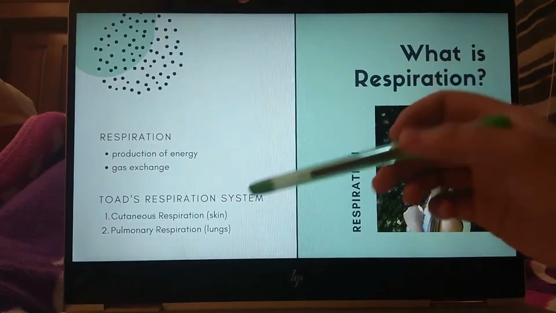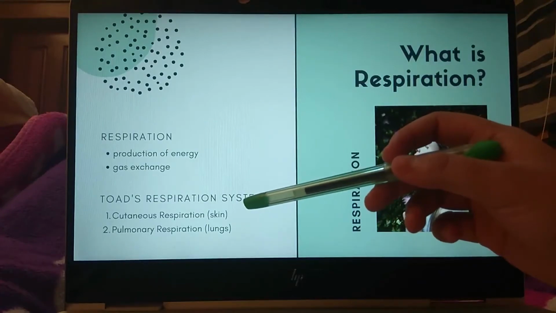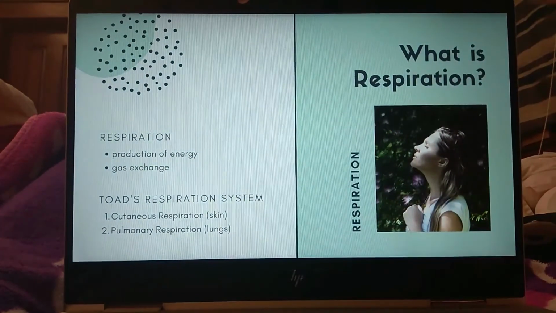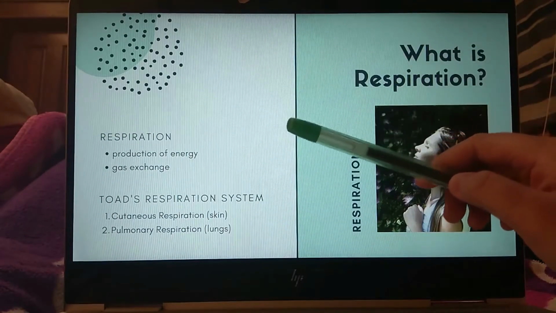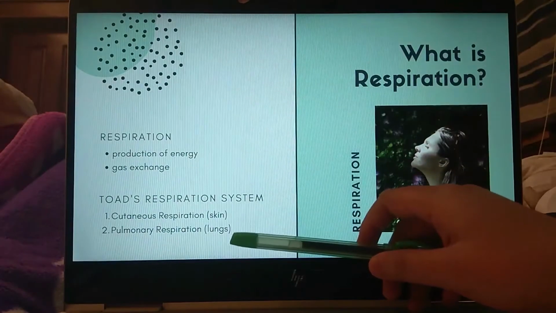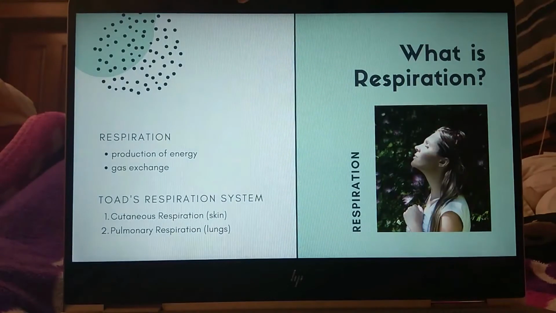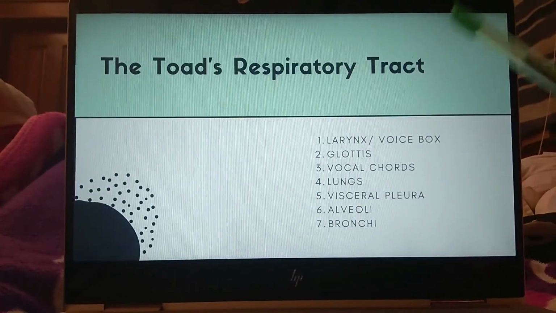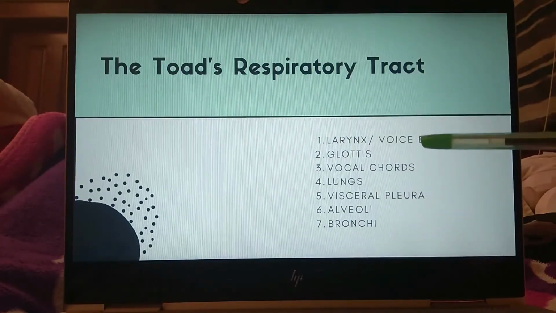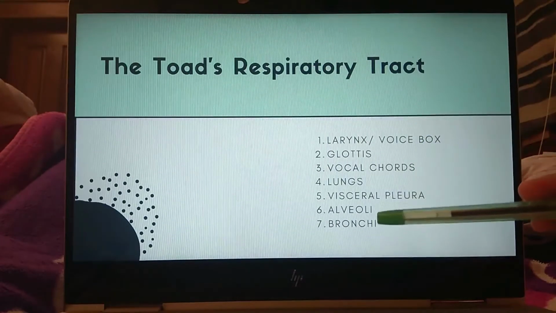In cutaneous respiration, the thin membranous skin of a toad enables the diffusion of gases between its blood vessels and the surroundings. In pulmonary respiration, the exchange of gases in and out makes use of the lungs. So, the toad's respiratory tract, we will now proceed to that. It consists of 7 parts: the larynx or voice box, the glottis, the vocal cords, the lungs, visceral pleura, the alveoli, and lastly the bronchi.